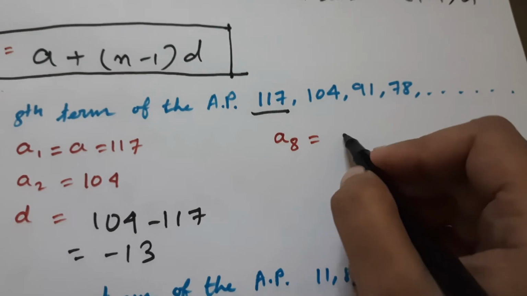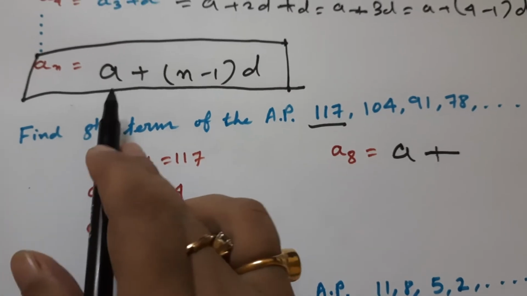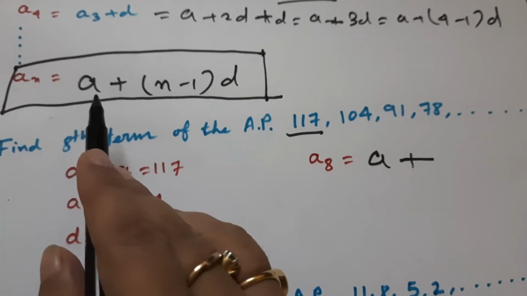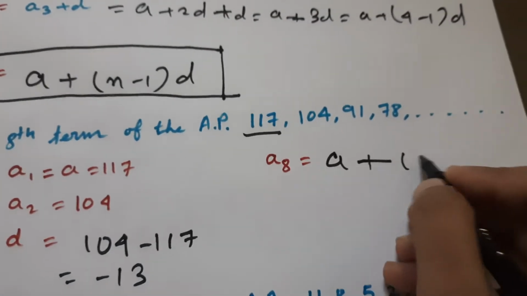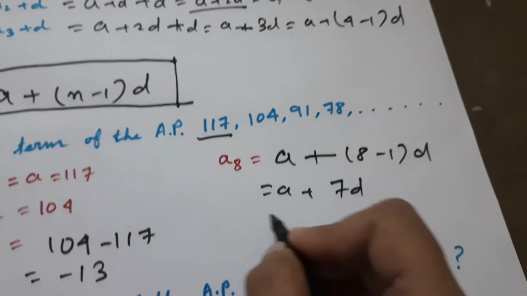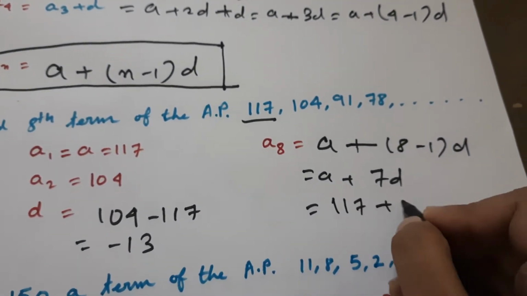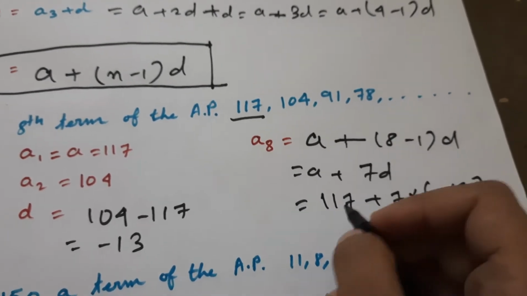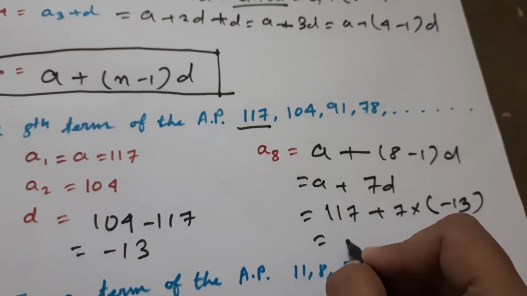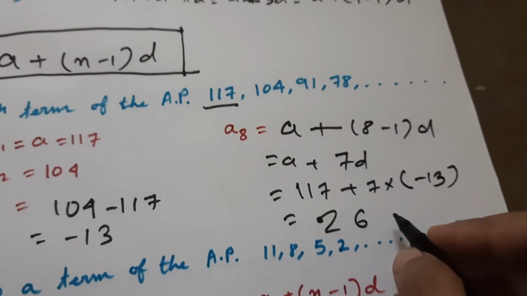And observe the formula, An equals A plus (n minus 1) into D. So A8 equals, here n equals 8, so A8 equals A plus (8 minus 1) into D, which equals A plus 7D, equals, here A is 117 plus 7 into D, which is minus 13, and if we calculate this result, then we get A8 equal to 26, and this is the answer.